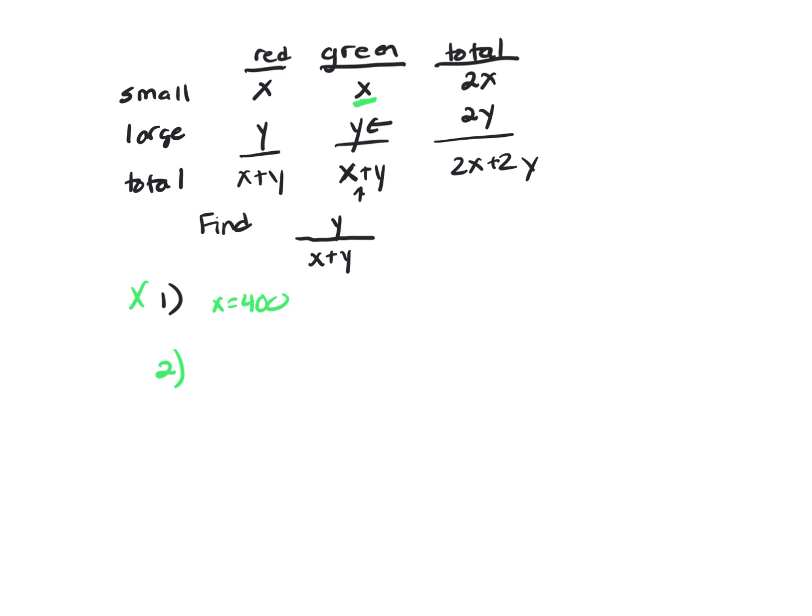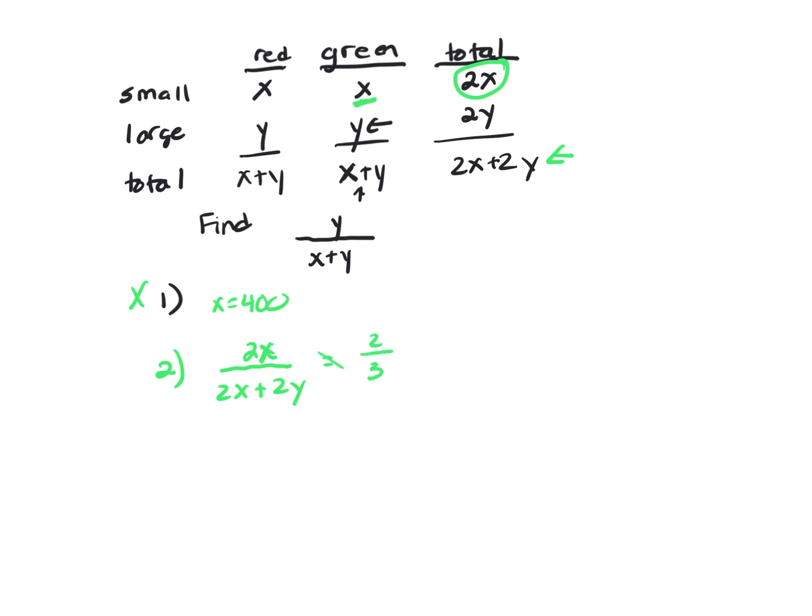In the production lot, 2/3 of the toys produced are small. 2/3 of the toys are small. Well, total toys is 2X plus 2Y right here. And we see small toys. Well, total number of small is 2X. So that would give me my fraction of small toys, small over total. And they tell me that's 2/3.